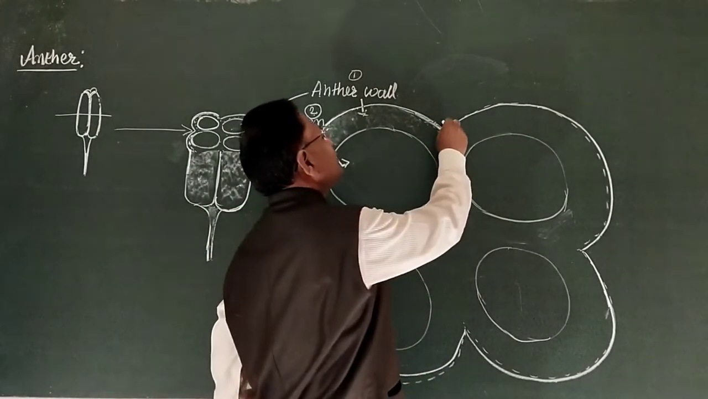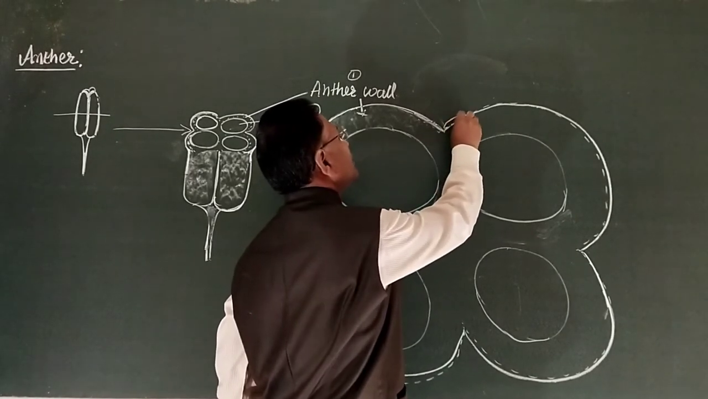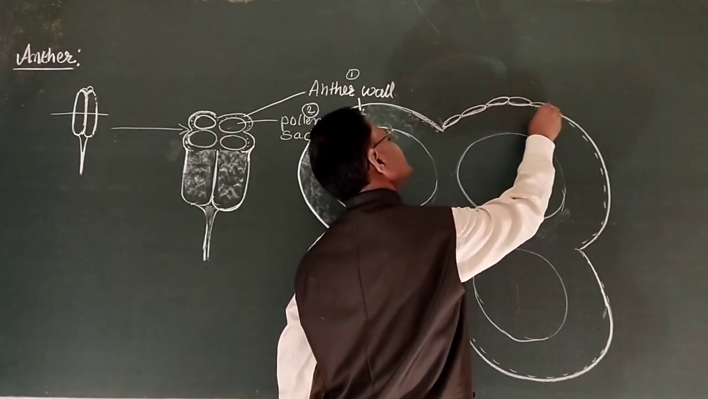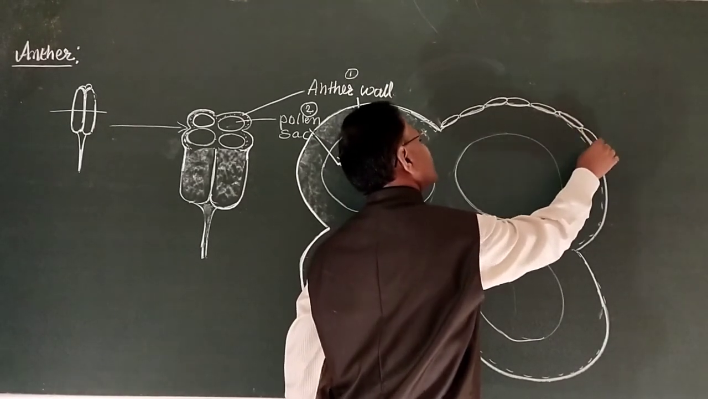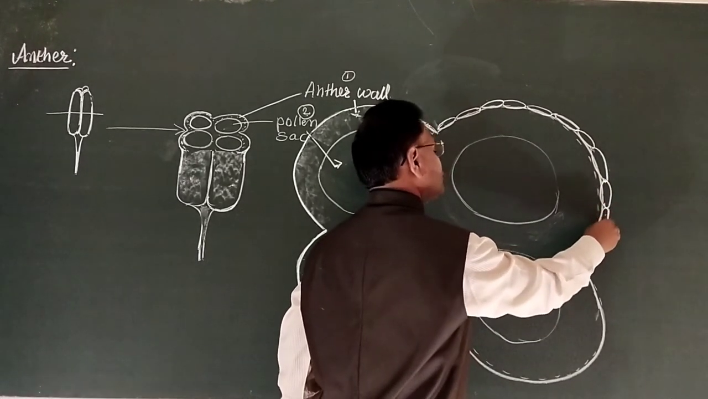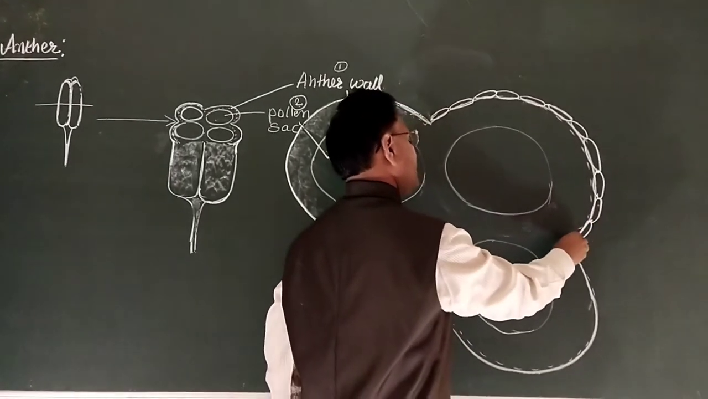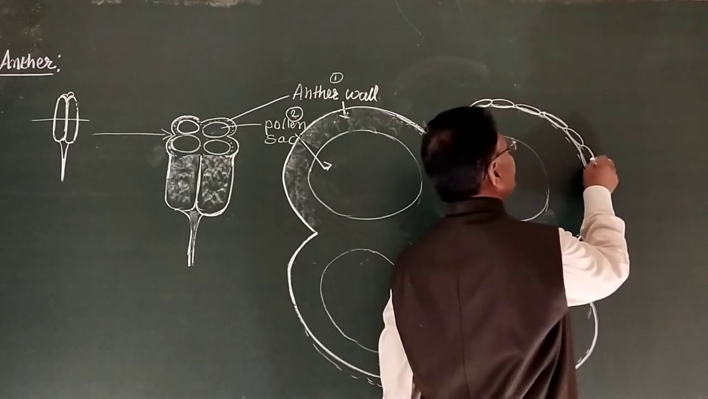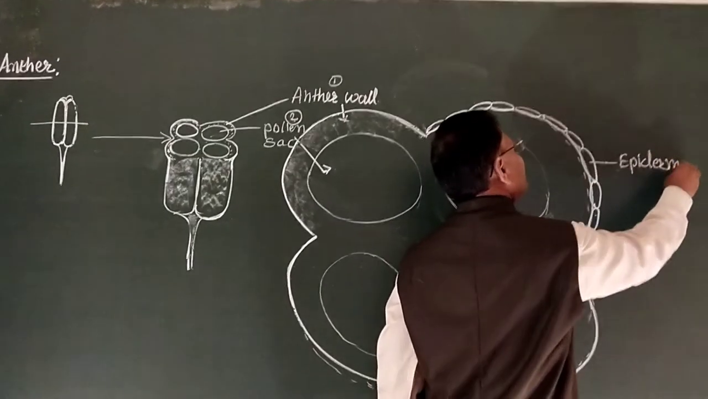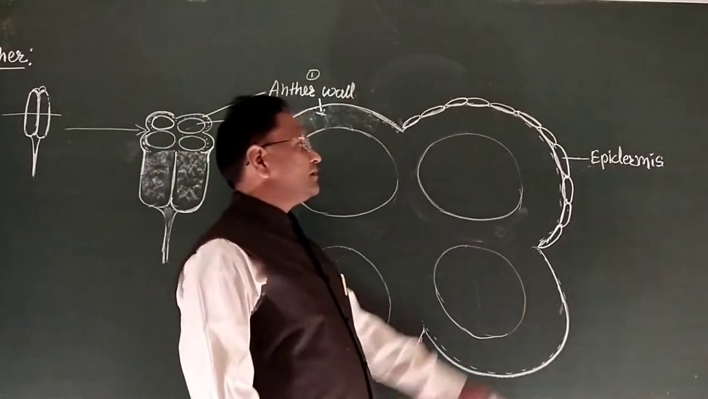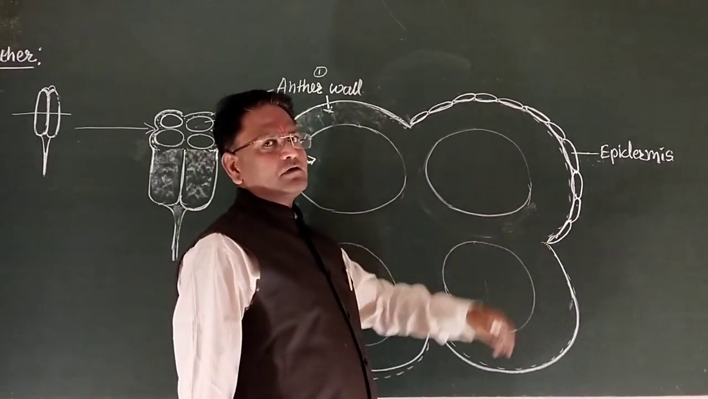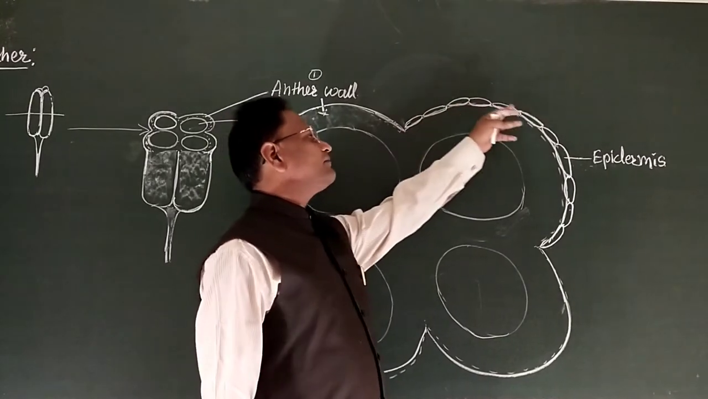the anther wall may be distinguished into different layers of tissue. The outermost layer of tissue is known as the epidermis. Epidermis is a single layer of protective tissue developed on the surface of the anther.